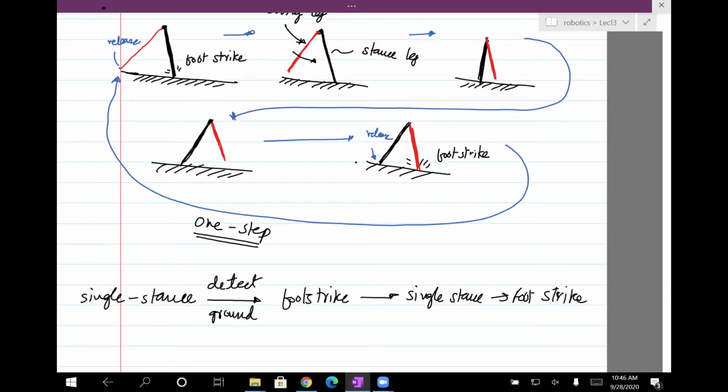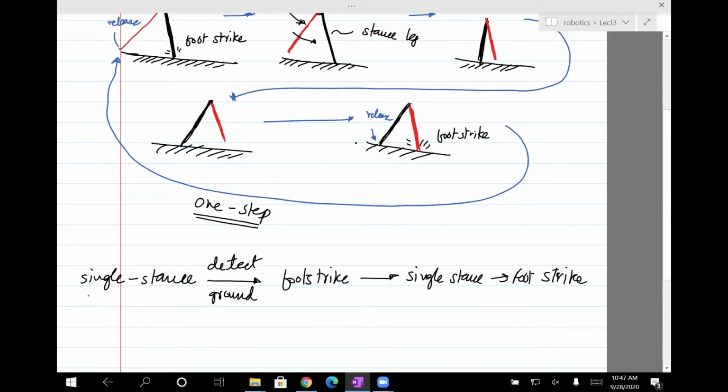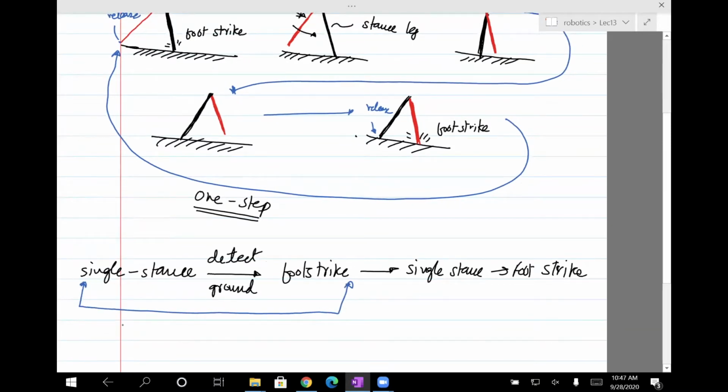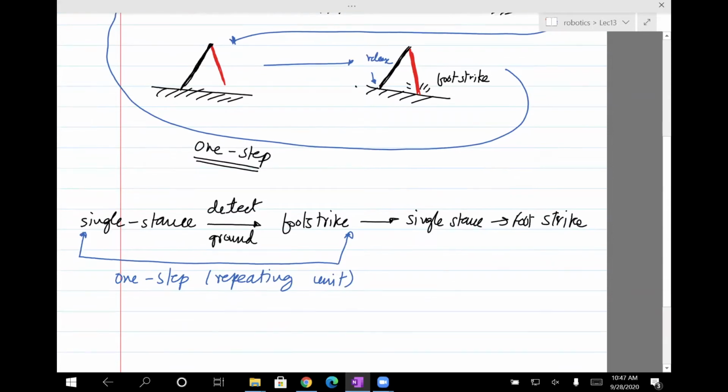So you can see that the repeating unit is right here. Single stance, foot strike. One step, or the repeating unit. So as long as we can simulate one step, we can then call it for 5 steps, 10 steps, or even 5 seconds, 10 seconds, and see the simulation take that many steps. So that's the key, is to simulate one step.